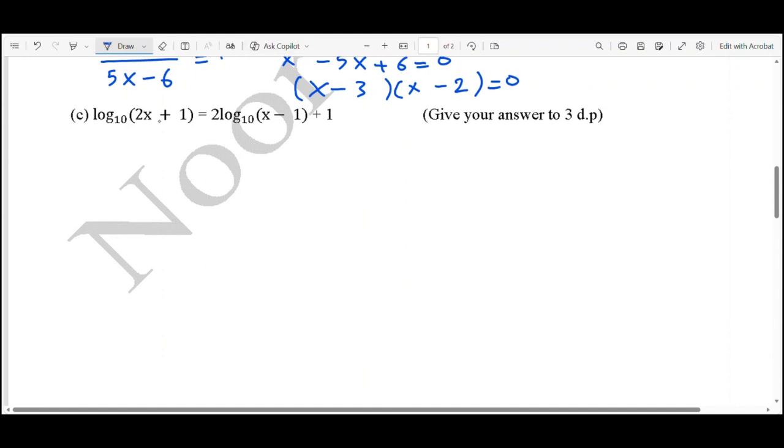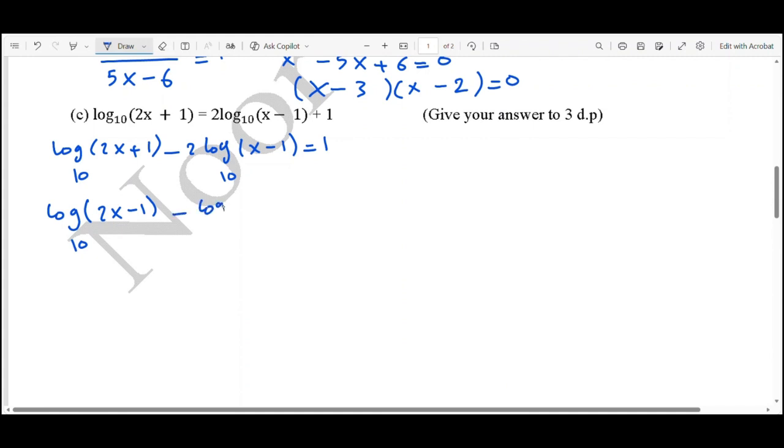You try solving it? Let's do it. Log 2x plus 1 base 10 minus 2 log x minus 1 to the base 10 equals 1. Now as I said, they both should have the same base and the same coefficient. So I'm going to raise 2 to become a power. Log 2x plus 1 base 10 minus log x minus 1 all squared base 10 equals 1.